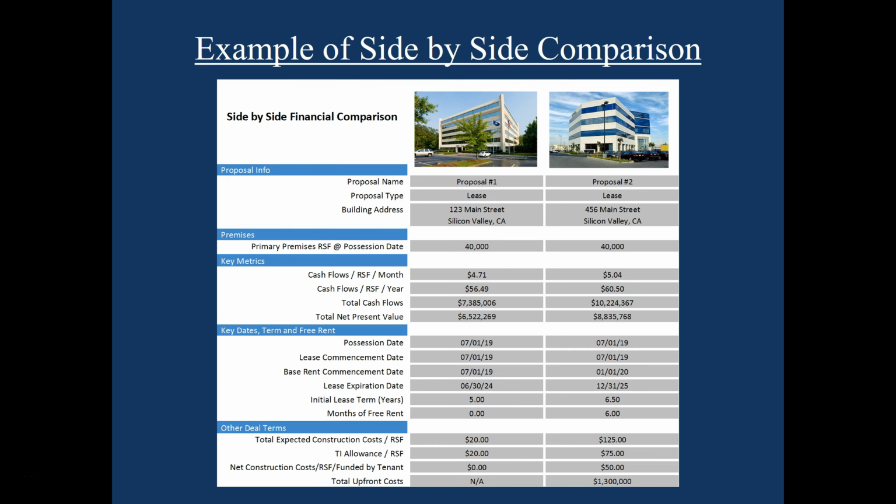Below that, in the row titled TI allowance, is the landlord's contribution to the construction cost. And finally, in the bottom 2 rows, you have the net cost of the tenant both in dollars per square foot and the actual dollar amount.